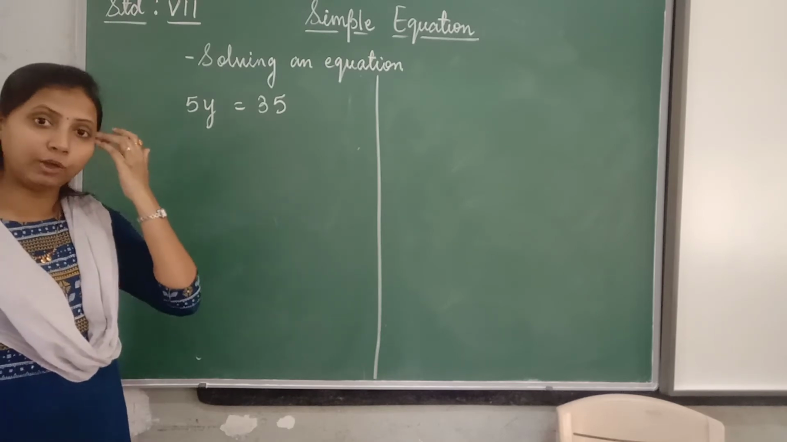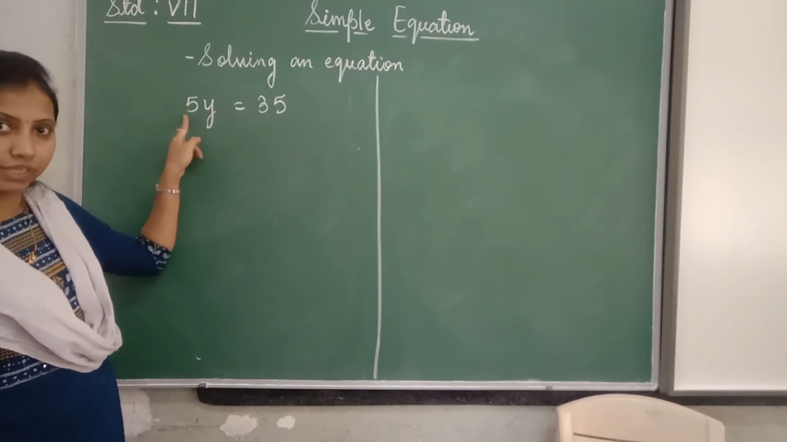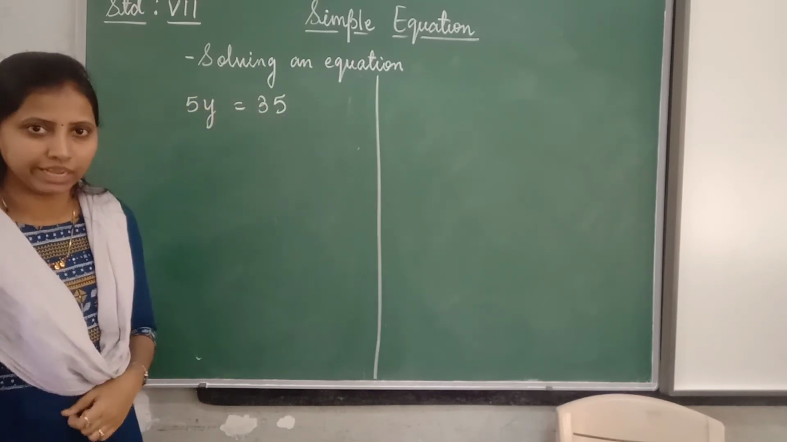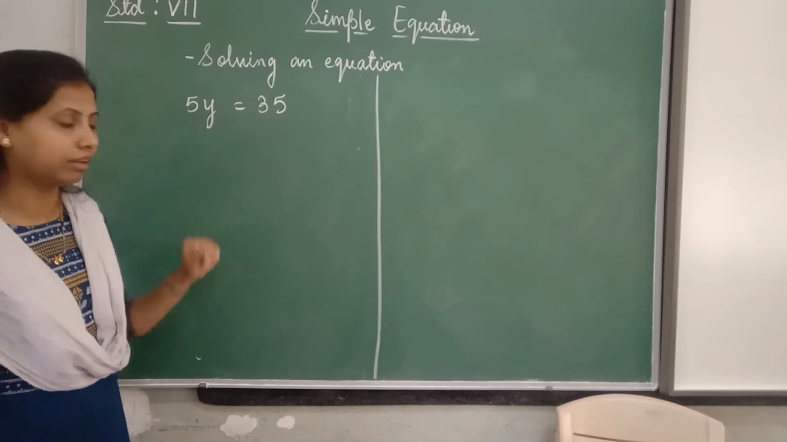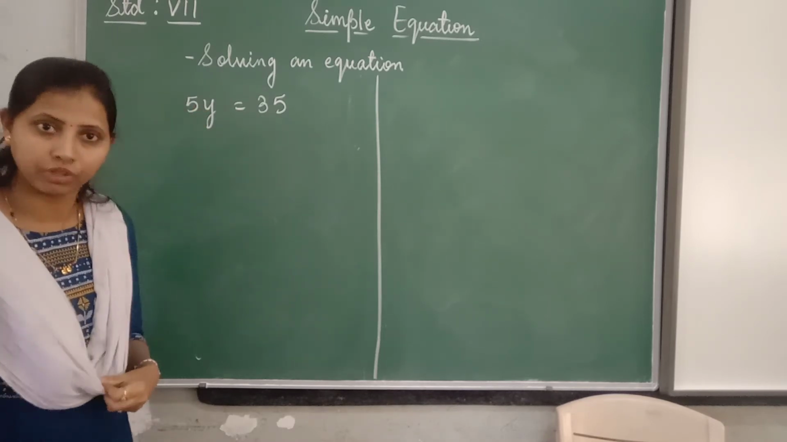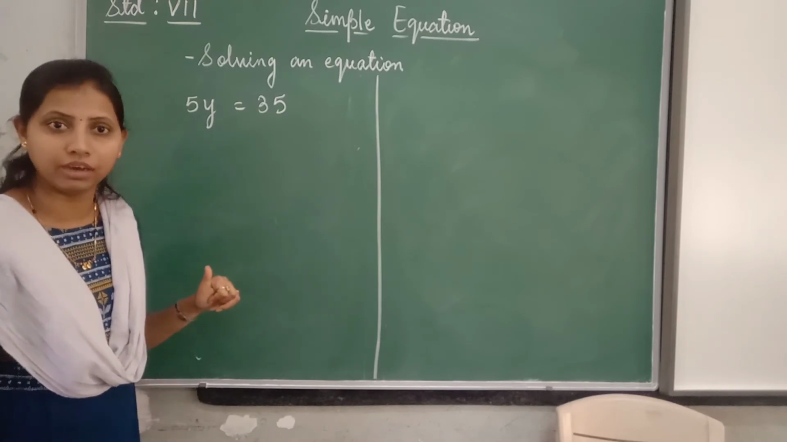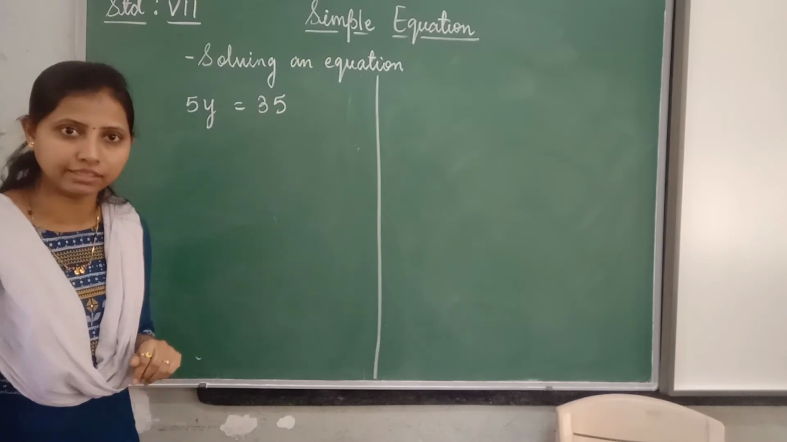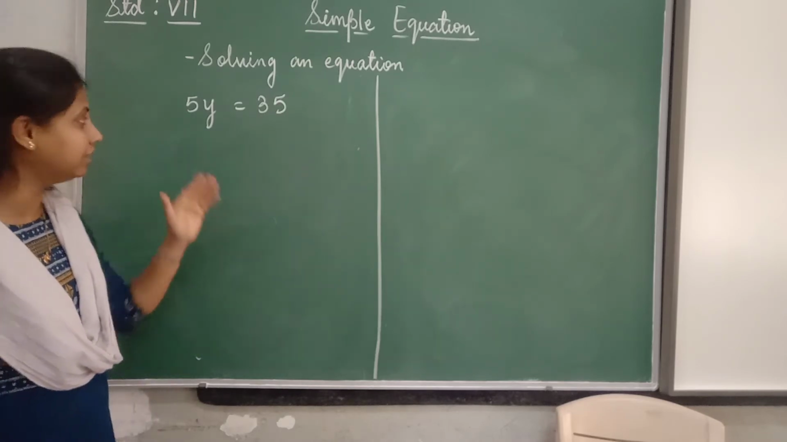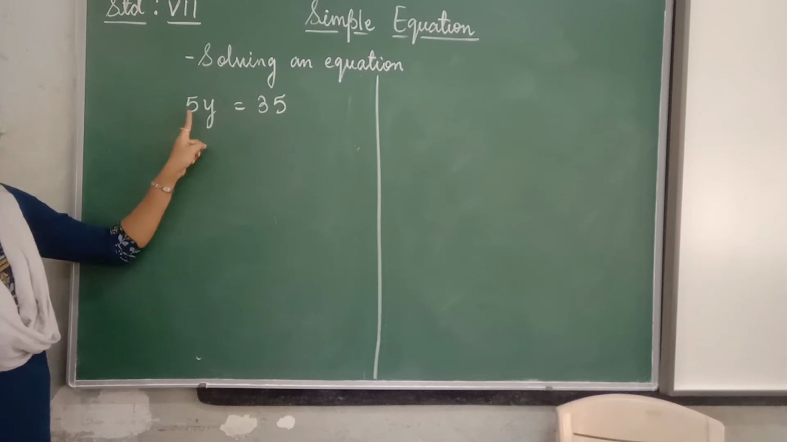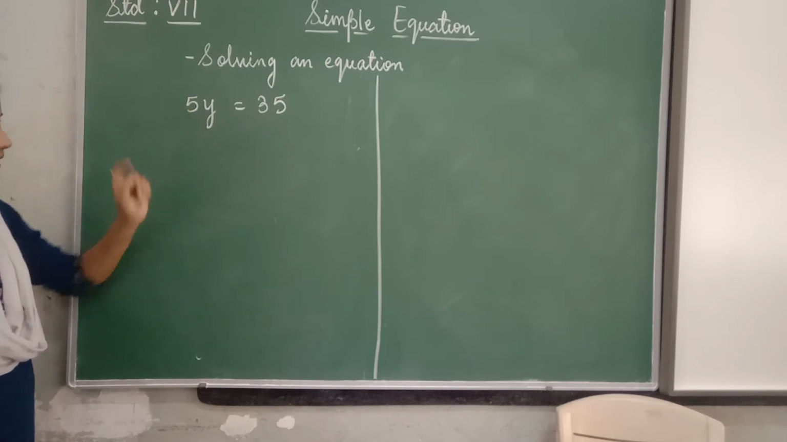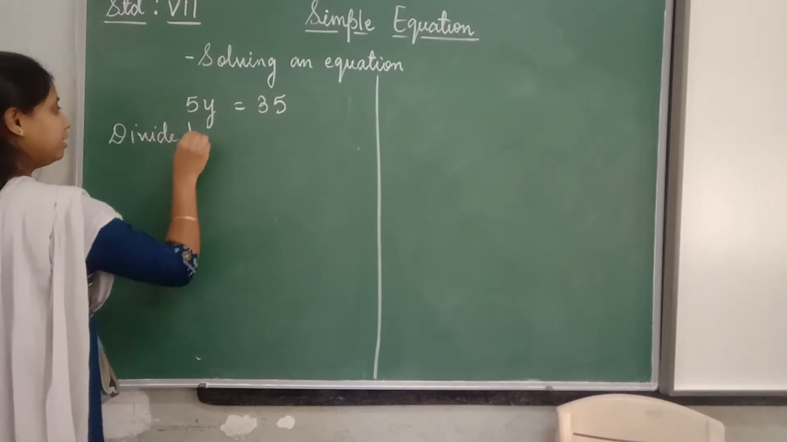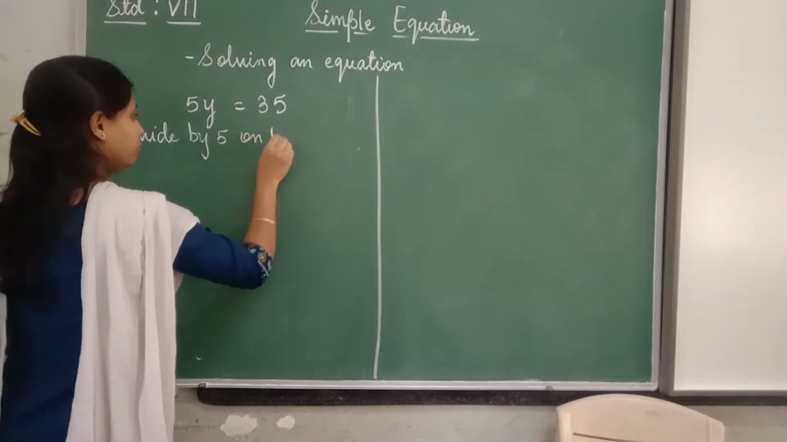Now how to find the value of y? With y, what is there? 5 is there. If we cancel this 5, I will get the value of y. So how to cancel this 5, children? It is 5 into y. So to cancel this 5, I have to divide. If I divide, the 5 will get cancelled. So what number do you have to divide by? You have to divide by 5 to cancel this 5 on the LHS. So write: divide by 5 on both sides.